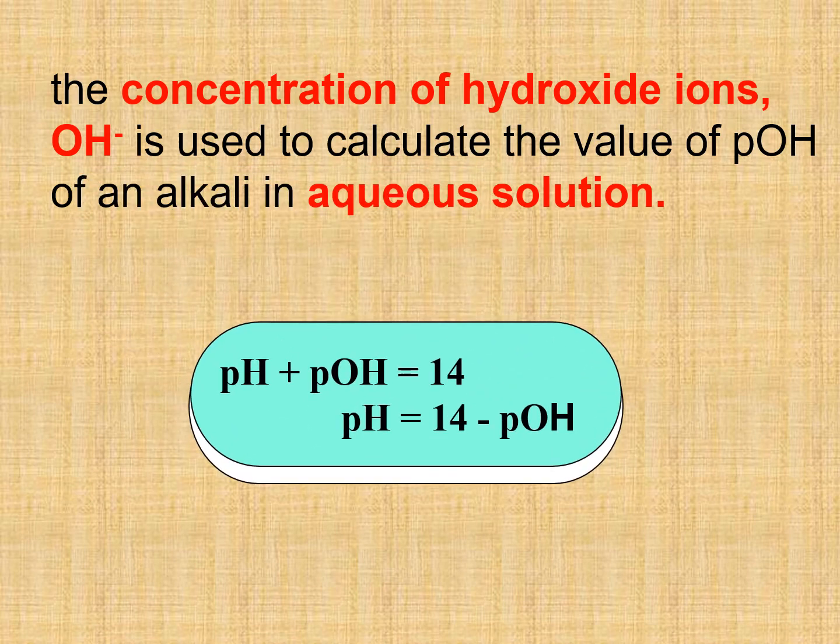So pH plus pOH is equal to 14. So if you would like to calculate the pH of an alkali, you have to minus 14 with the value of the pOH of those alkali aqueous solution.